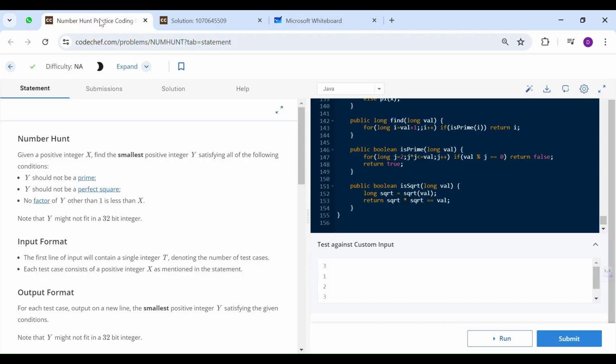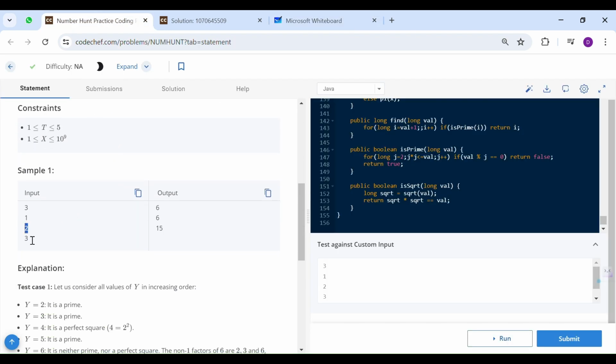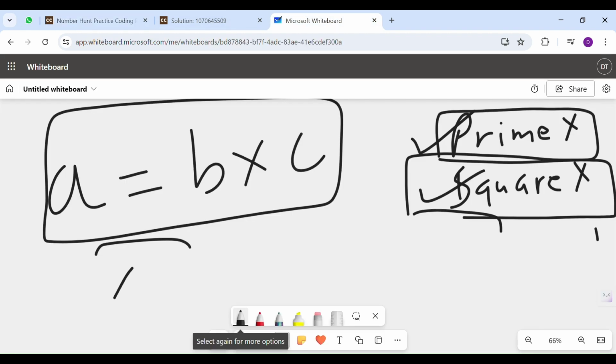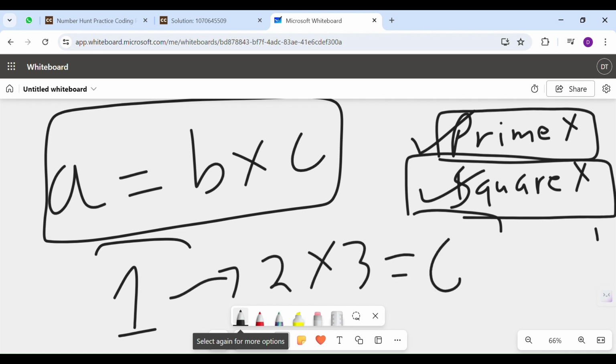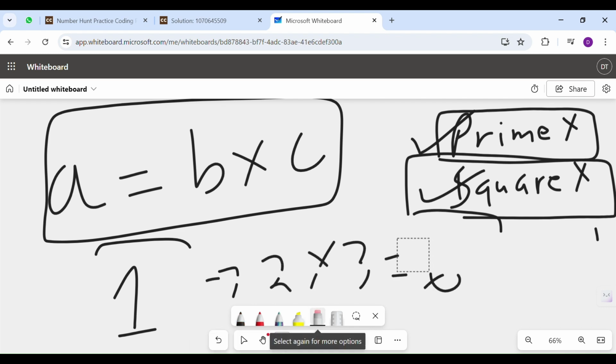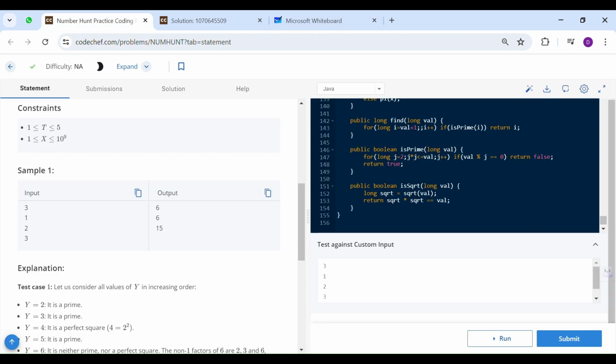Okay. Now the samples 1, 2 and 3. For 1, our two closest prime numbers are 2 and 3. The answer is 6. For 2, the answer is still 2 into 3. For 3, the answer will be 3 into 5, which is 15.